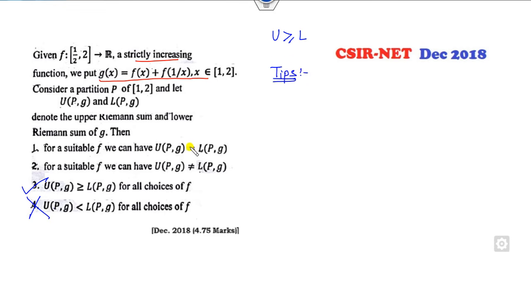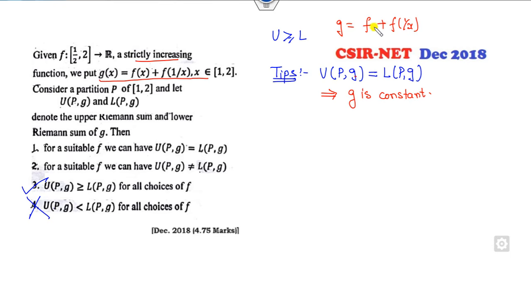Now look at the first and second options. The first option says equality, because it is greater than or equal to. Remember, equality will hold only if this function g is constant. Fine. Now, is the function g constant? What is g? It is f plus f of 1 by x. This is given to you.